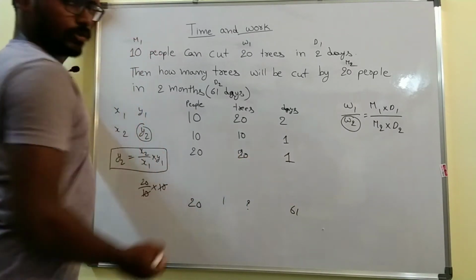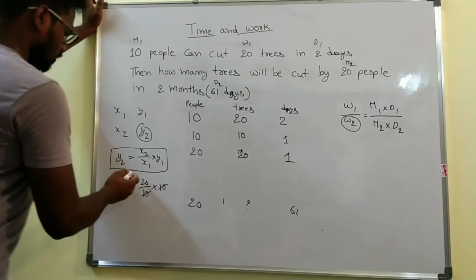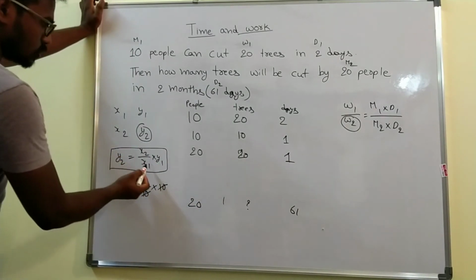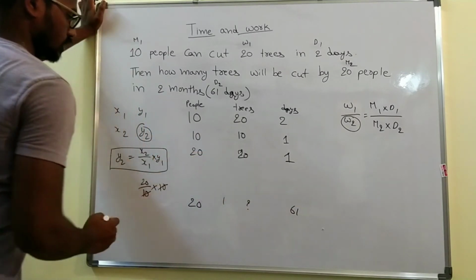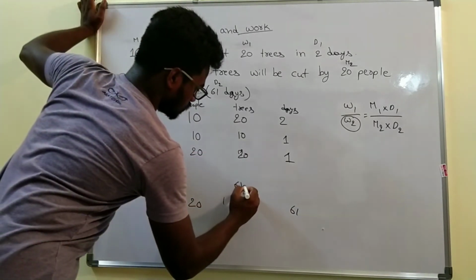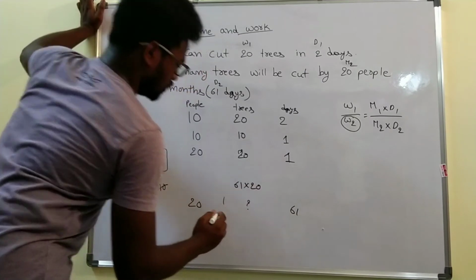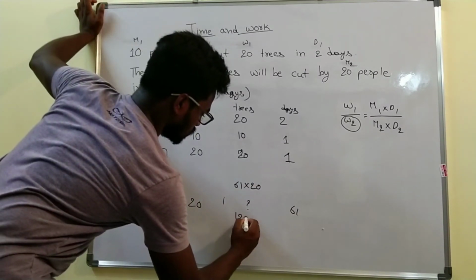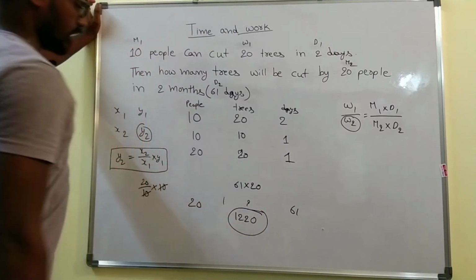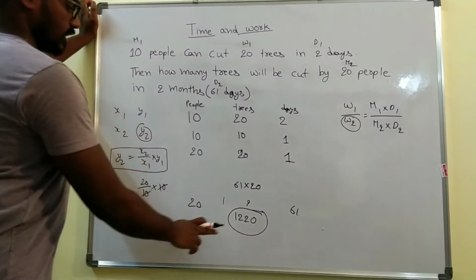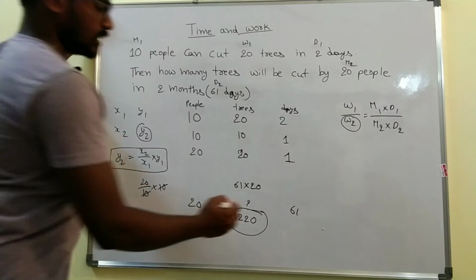We can multiply 61 with 20. We follow the same pattern, x2 by x1, 61 by 1 into y1, which is 20. So 61 into 20 is 1220 trees. This is the final answer: 20 people can cut 1220 trees in 61 days.